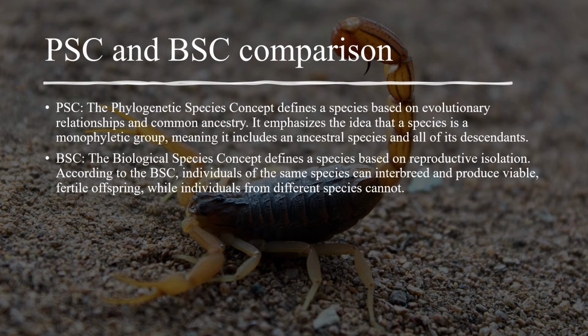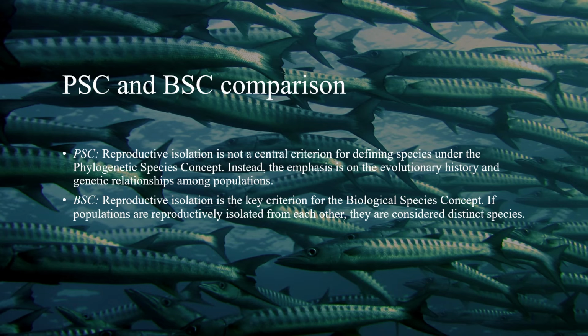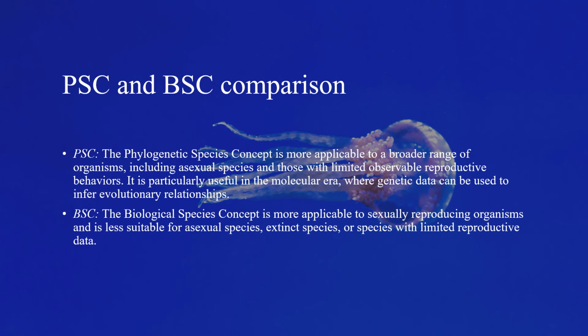According to the biological species concept, individuals of the same species can interbreed and produce viable fertile offspring, while individuals from different species cannot. In the phylogenetic species concept, reproductive isolation is not a central criterion to define a species under this concept. Instead, the emphasis is on the evolutionary history and the genetic relationship among populations. While in the biological species concept, the key block is going to be reproductive isolation. So if populations are reproductively isolated from one another, they are considered distinct species.